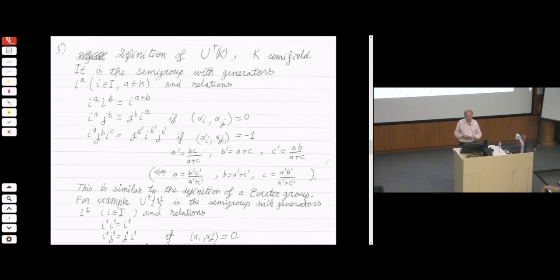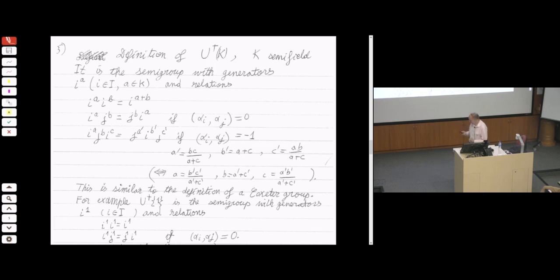So it turns out that there's a definition of this semigroup. It is very similar to the definition of a Coxeter group. So Coxeter had a notion of Coxeter group attached to this graph, and this will be almost imitating his definition. So this semigroup has generators i to the power a, where i is a vertex of the diagram, and a is an element in a semifield.